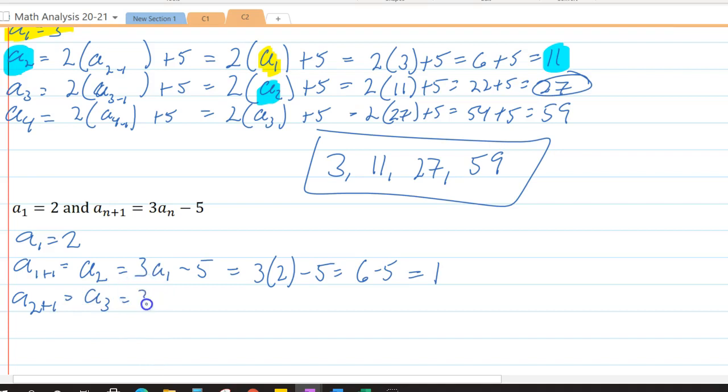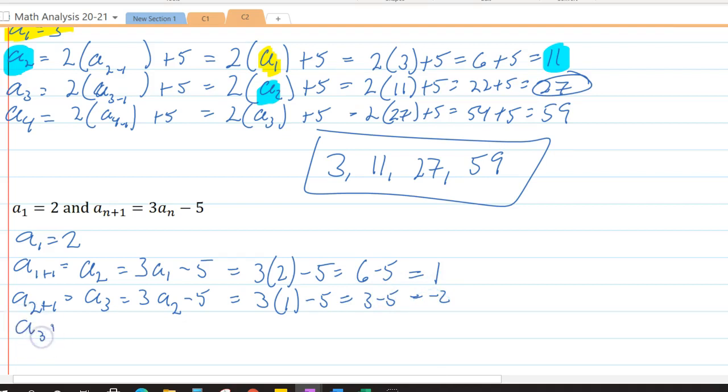That's how we got 3. That gives us 3 a sub, what did we replace the n with? We replaced the n with a 2. So 3 a sub 2 minus 5. What was a sub 2? A sub 2 is simply 1. So we say 3 times 1 minus 5. And that gives me 3 minus 5, which is equal to negative 2. And then we continue the process.